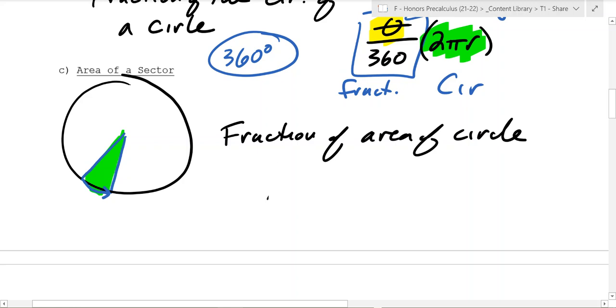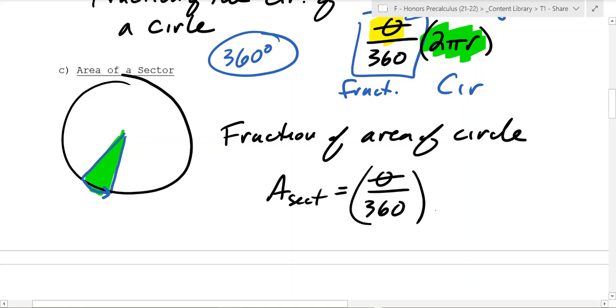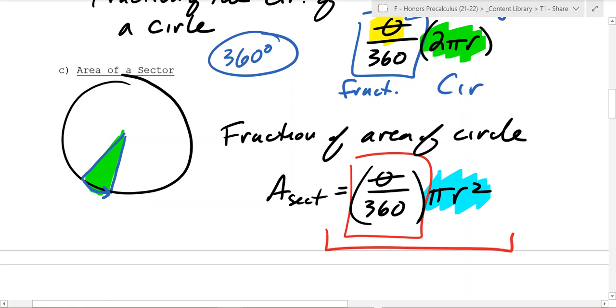What that's going to be is the area of a sector is theta over 360. That's the part of the circle, like the percentage of the circle, times pi r squared. You might have seen that before. This is just the area of a circle right there, and then this is the fraction of it, the percentage of it. So the area of the sector is this whole thing right there.